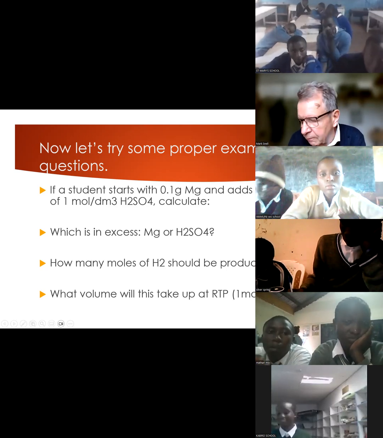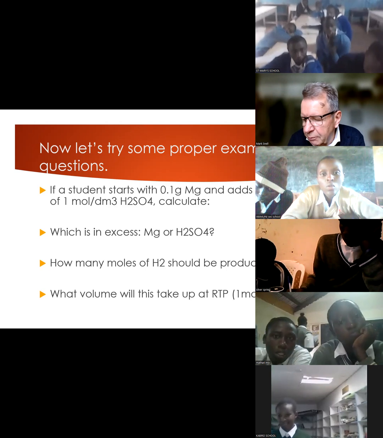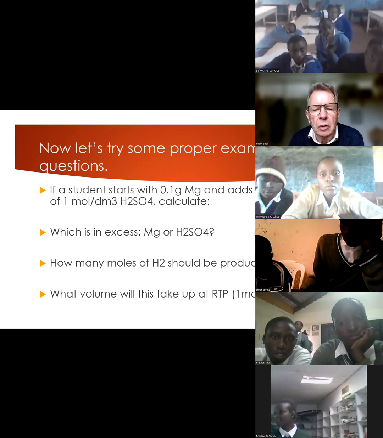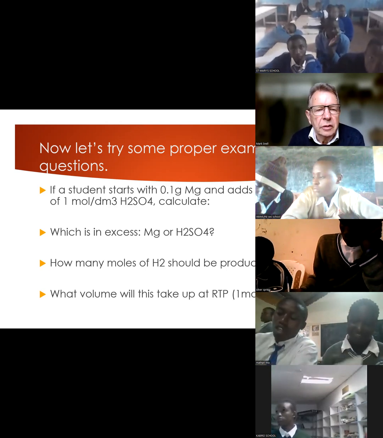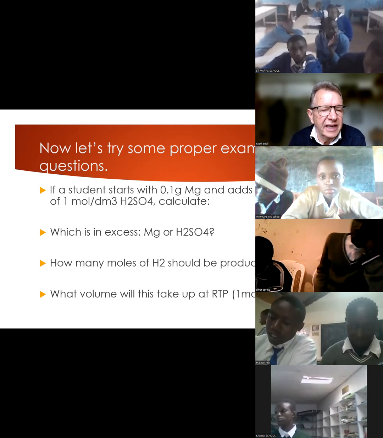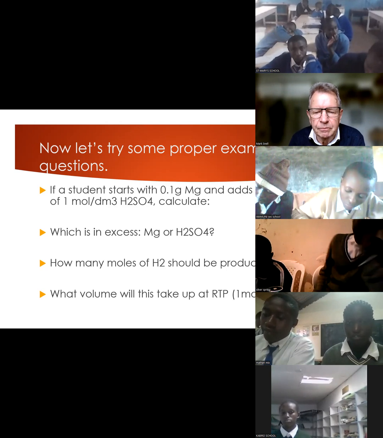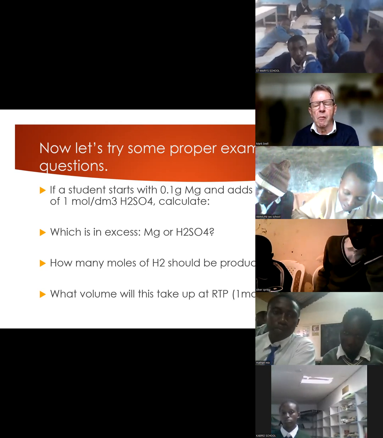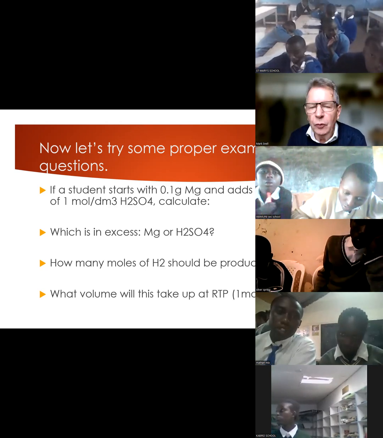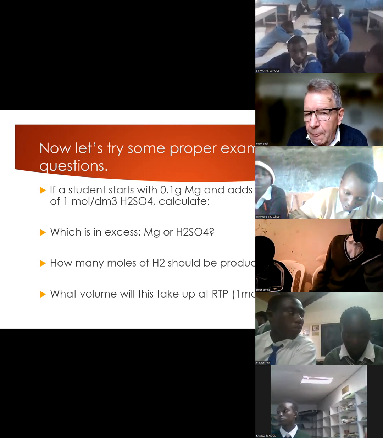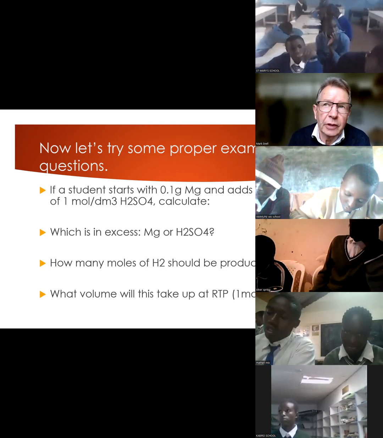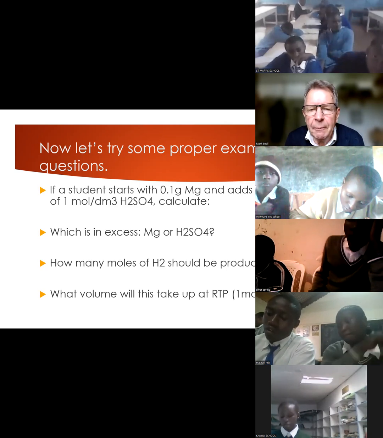So the equation, Mg plus H2SO4, 1:1, goes to MgSO4 plus H2. See if you can do it. The first thing to do is to work out the moles of Mg and then the moles of H2SO4 and see which number is bigger.